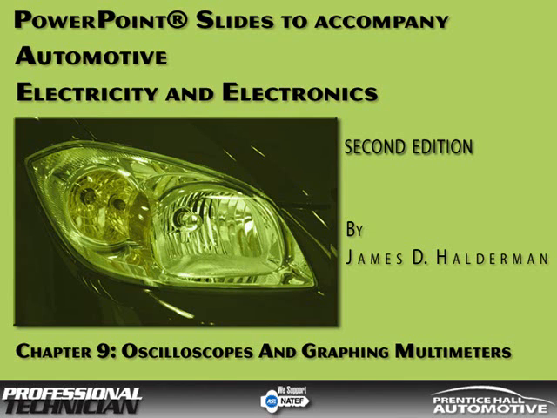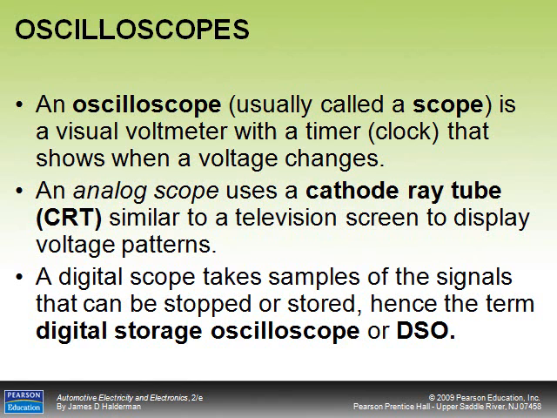In this week's lesson, we'll be talking about the oscilloscope and the use of oscilloscopes in graphing multimeters. The oscilloscope, or slangily called a scope, is basically just a digital voltmeter. We talked about voltmeters last time and how we can measure voltage. An oscilloscope just presents that voltage in a graphical type pattern.